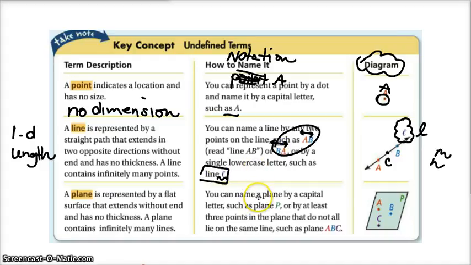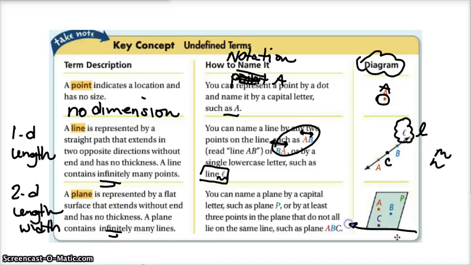Plane. A plane is represented by a flat surface that extends without end and has no thickness. A plane contains infinitely many lines. Think about it as having 2D. It has length and it has width. With both of these concepts, the idea of infinity does occur, so the length and the width don't stop. It goes on forever and ever in all directions. Planes are very often drawn using parallelogram, rectangular shape surfaces.